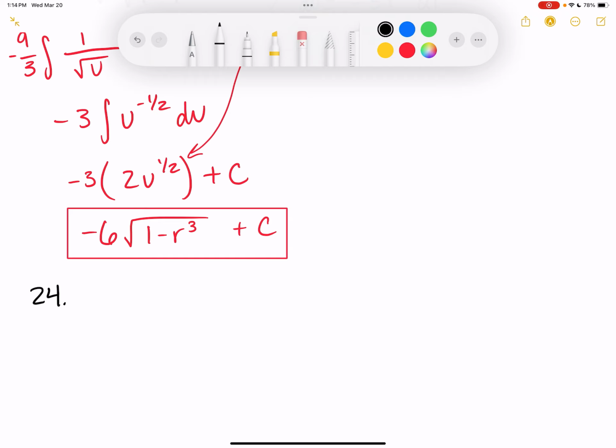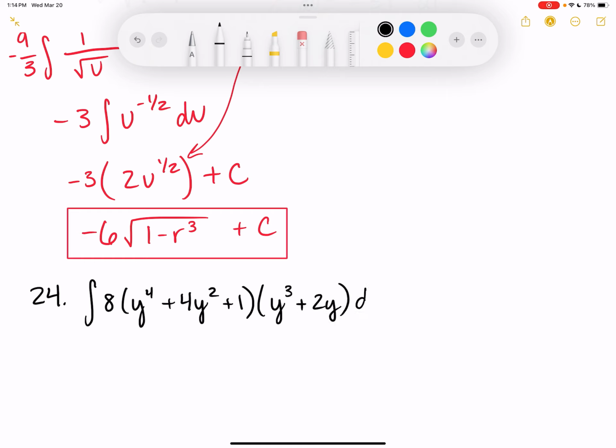Okay, I'm going to have you guys try to guess what you think u is again without me giving it to you. The integral of 8 times y to the 4th plus 4y squared plus 1 times y cubed plus 2y dy. It's going to be y cubed plus 2y. Alright, so I have two that think y cubed plus 2y.